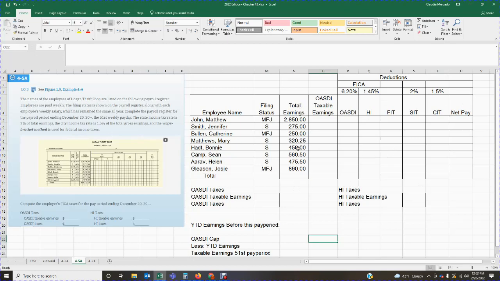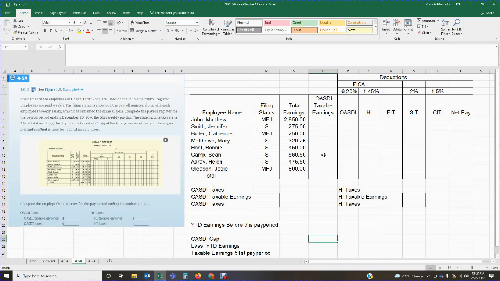So the first thing we have is the name of the employee, the filing status, the total earnings. This is how much they make every week. I've inserted a column. This is not in your problem, but I have inserted it for demonstration purposes, okay? We have one employee that has made over the cap. So because that one employee has gone over the cap, we need to calculate their taxable earnings. So I went ahead and I inserted a column for my OASDI taxable earnings.